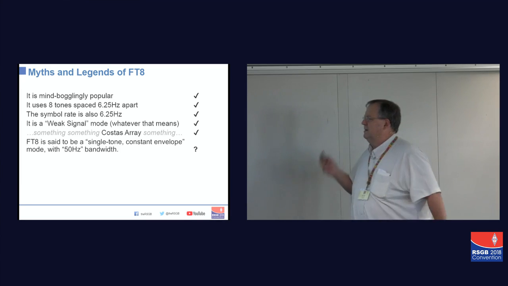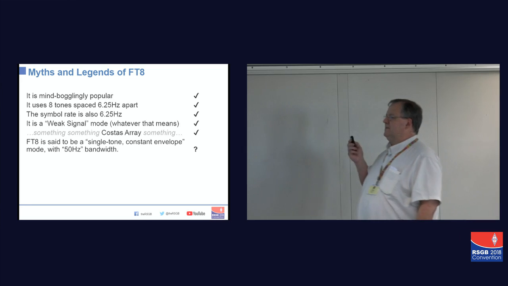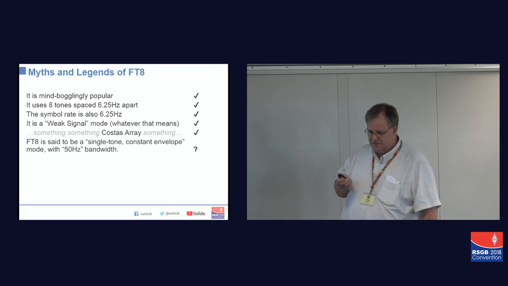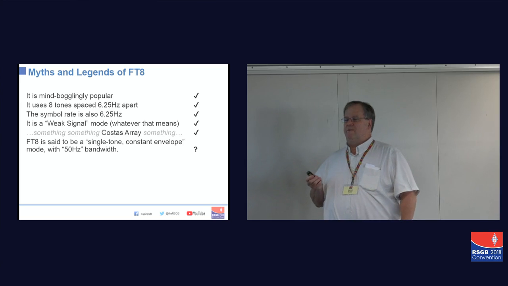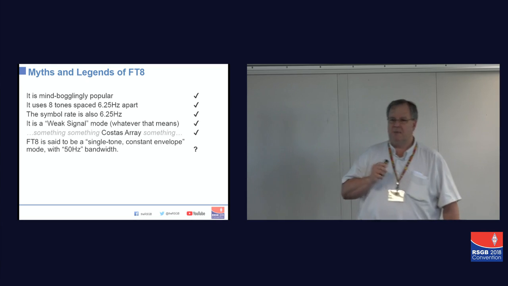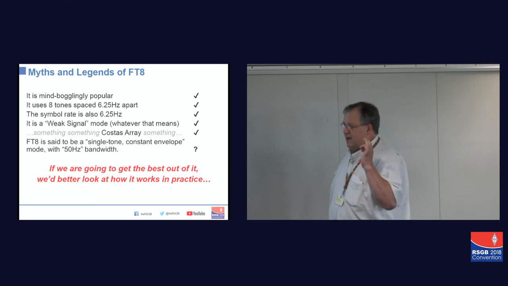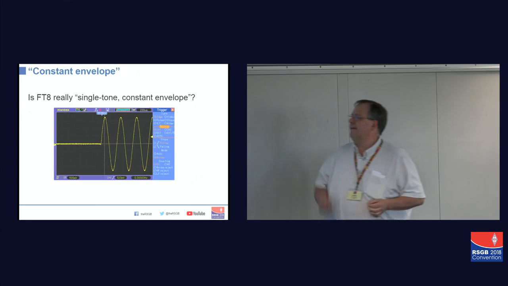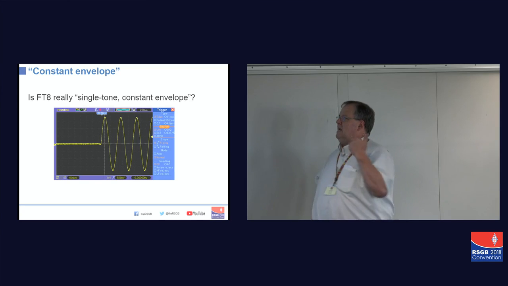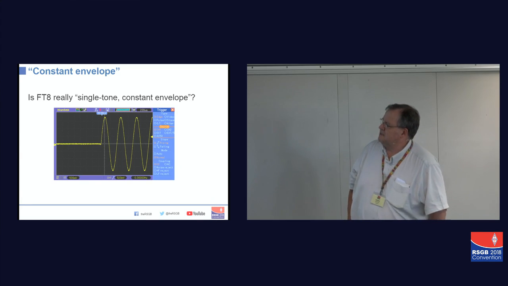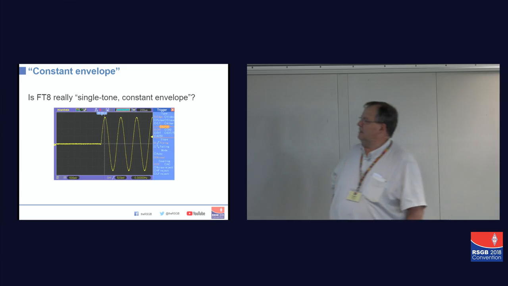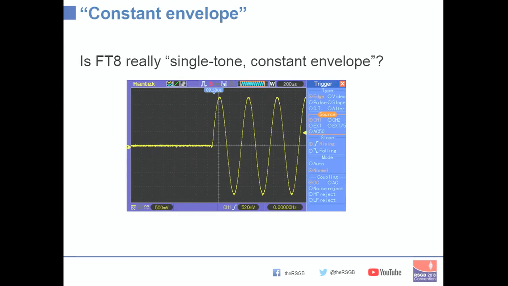It's great. Now, one of the things FT8 has said is it's a single tone, constant envelope mode with 50 hertz bandwidth. I like claims like that because they're measurable. So, if we're going to get the best out of this mode, we'd better find out how it really does work in practice. So, first question, is it really single tone constant envelope? Well, that's my radio starting off with a nice bit of transmission there. The tone is probably about 2 kilohertz, and it looks like, yeah, it's pretty much constant envelope, and there's only a single tone there, perhaps.